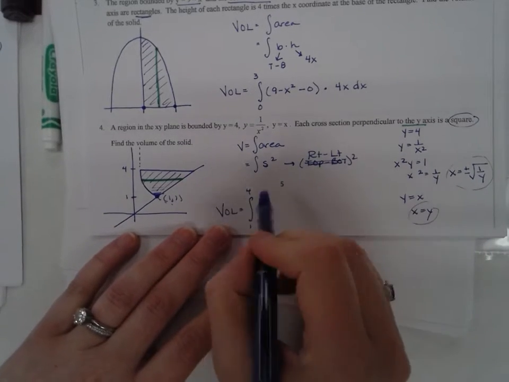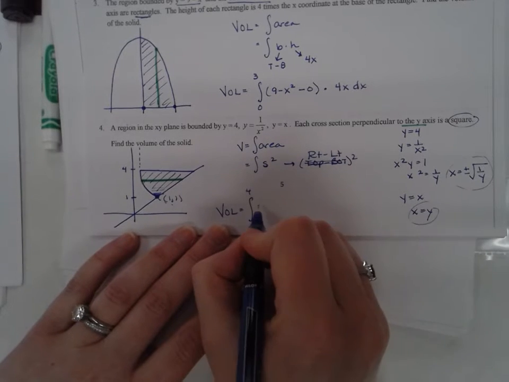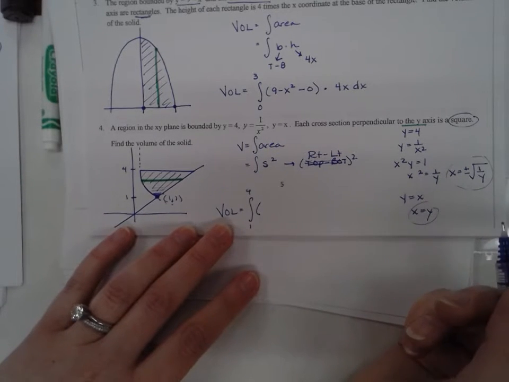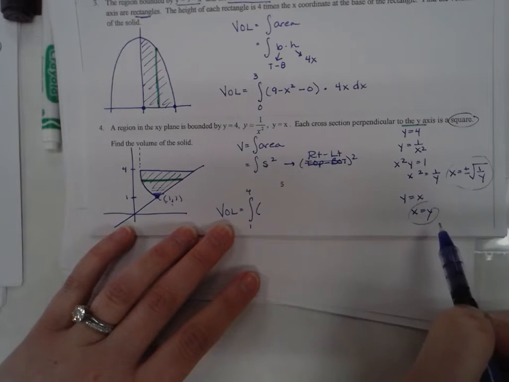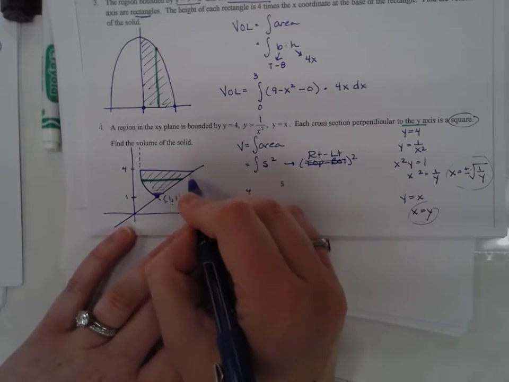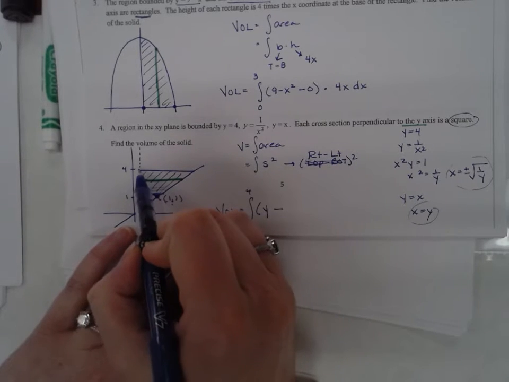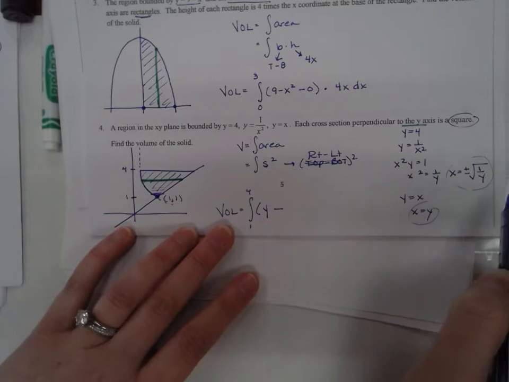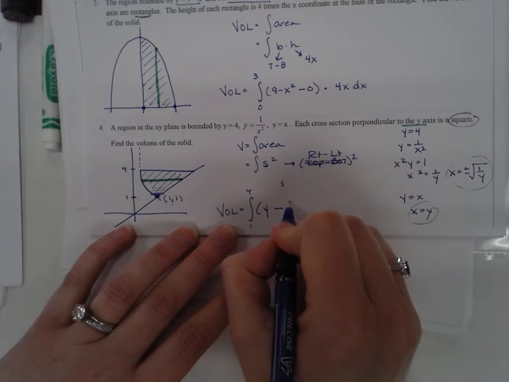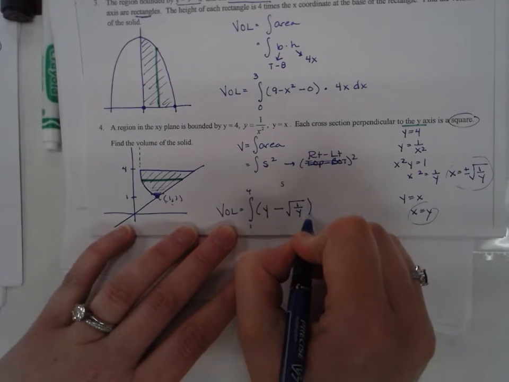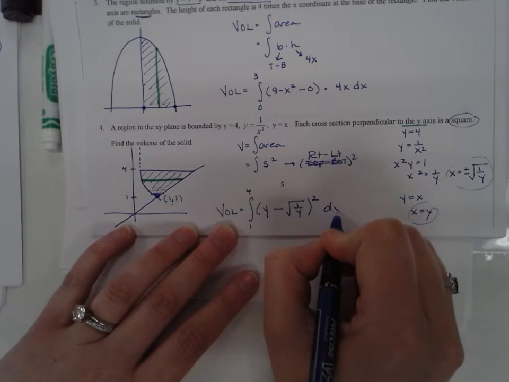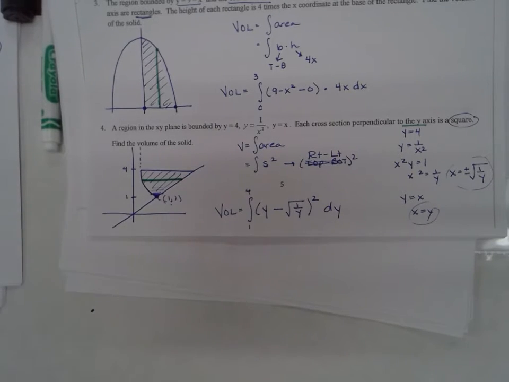And then I need to do side squared. Well, how do I find the length of one side? I do right minus left. So the right side is from my line minus the left side is from my curve, which I know is the square root of 1 over y, squared, dy. So that's my setup for question number 4.